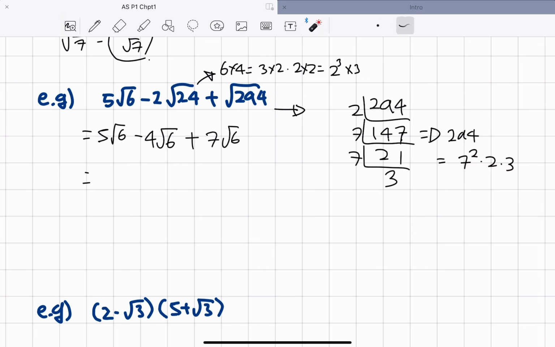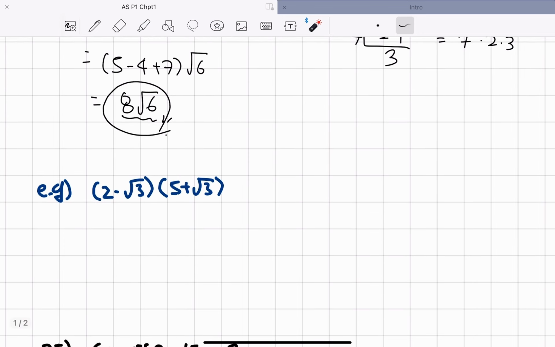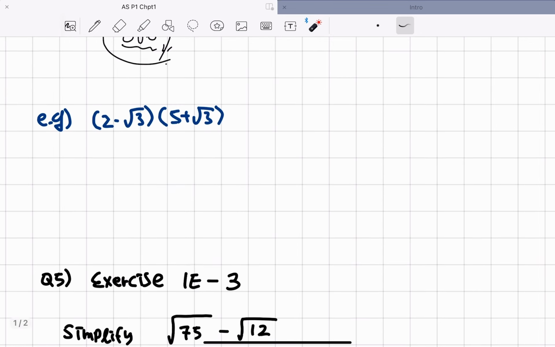And inside the square root, which is all the same numbers, right? So we can just simplify to 5 minus 4 plus 7 times square root of 6, which is 8 square root of 6. Right, it looks tough, but just use simplify. And the next one, 2 minus square root of 3 times 5 plus square root of 3.